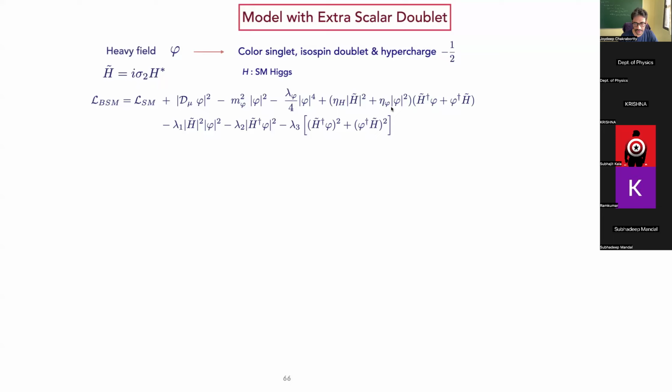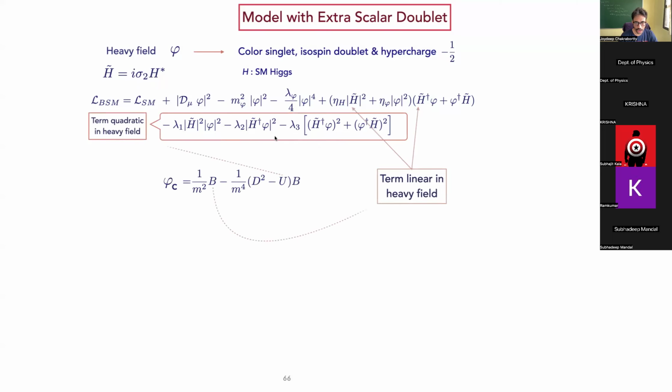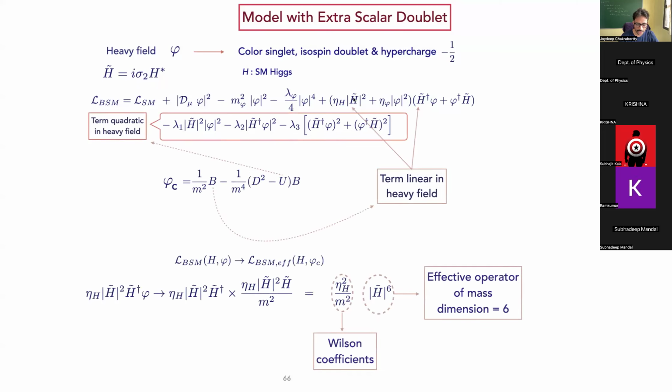And eta h and eta phi are basically dimensionless couplings. And then you have lambda 1 and lambda 3, which are also dimensionless couplings. Now, if you go back to the previous slide and try to map what my B is, you'll identify that B is nothing but this term, eta h times this h cube term, because it's linear in the heavy field.